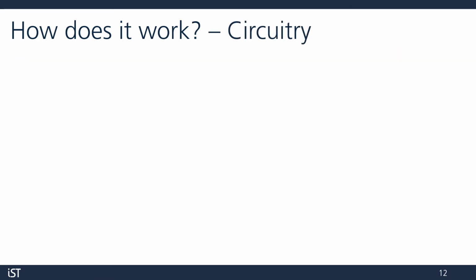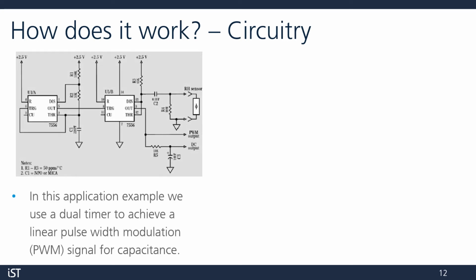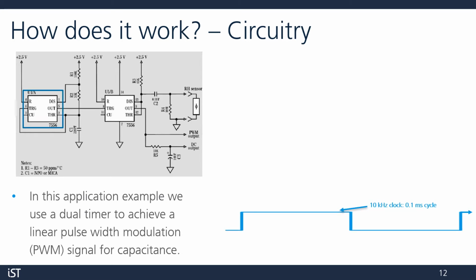So how are we usually capturing this? Here's an example circuit where we use a dual timer to obtain a linear pulse width modulated, or PWM, signal for our capacitance. In dark blue, we have our clock signal, setting the starting point for each measurement. In this case, we're using 10 kHz, which is our recommended maximum measurement frequency. The time per cycle is 0.1 milliseconds.